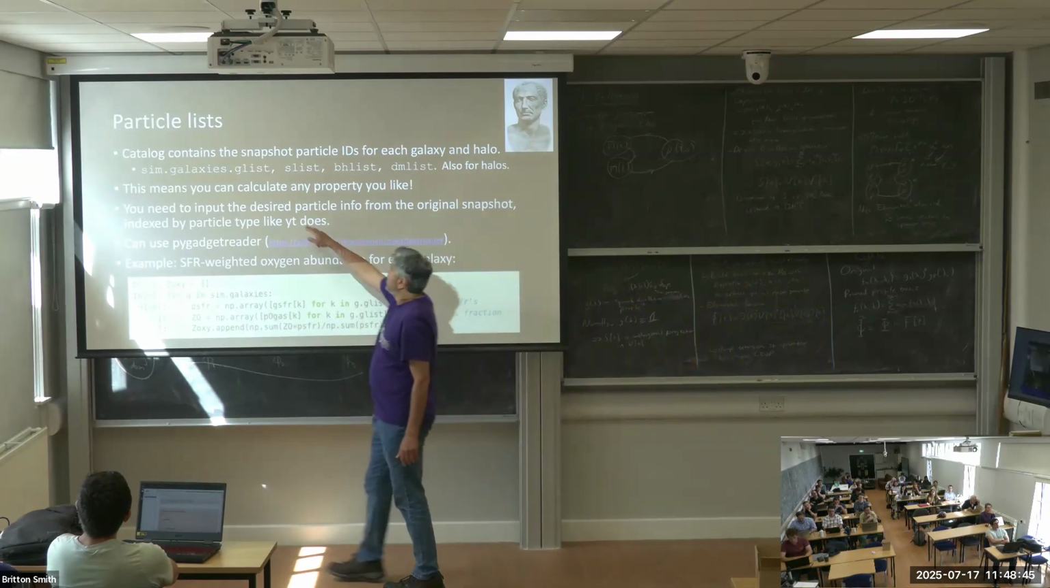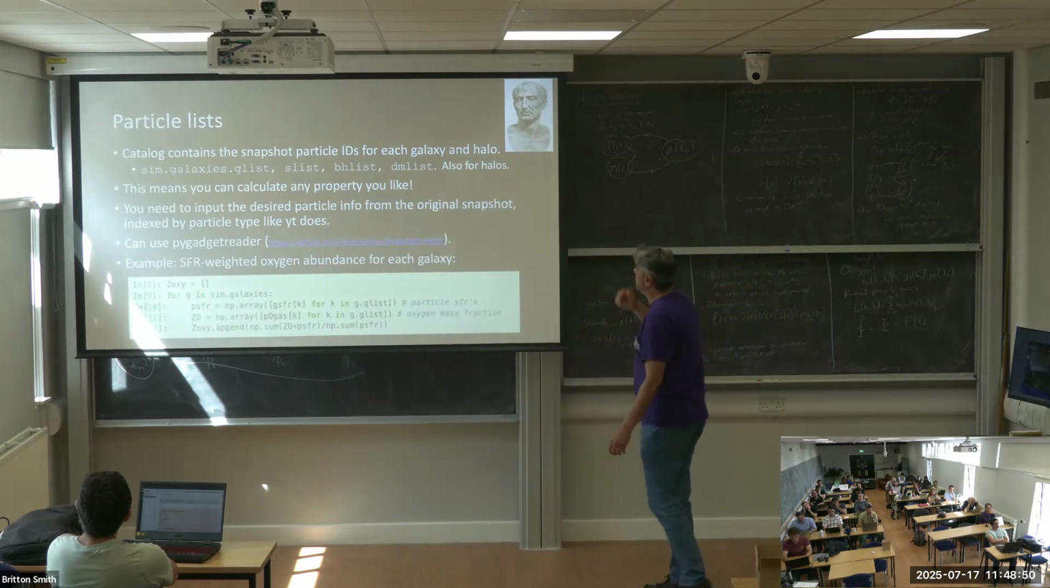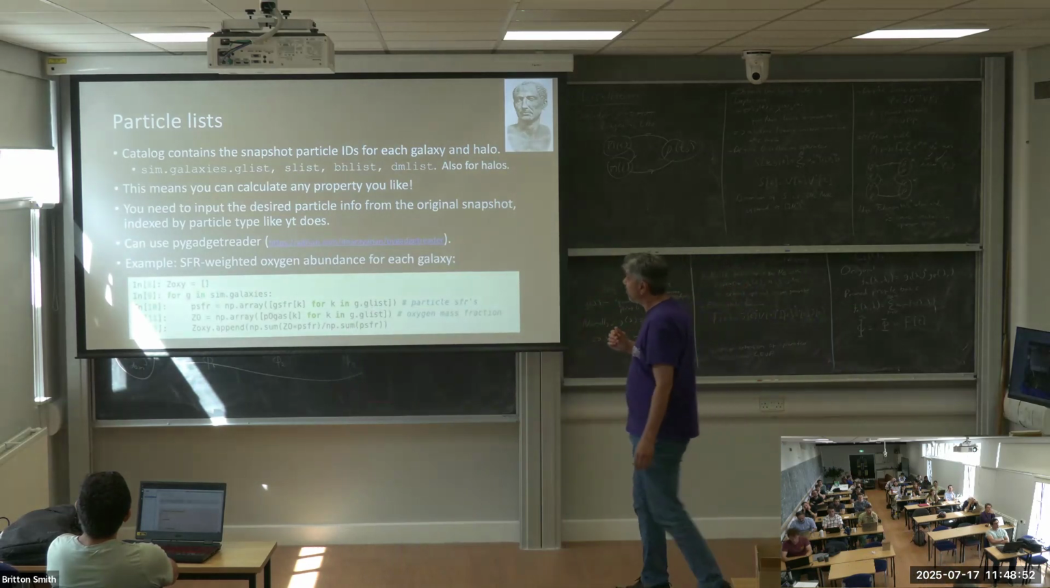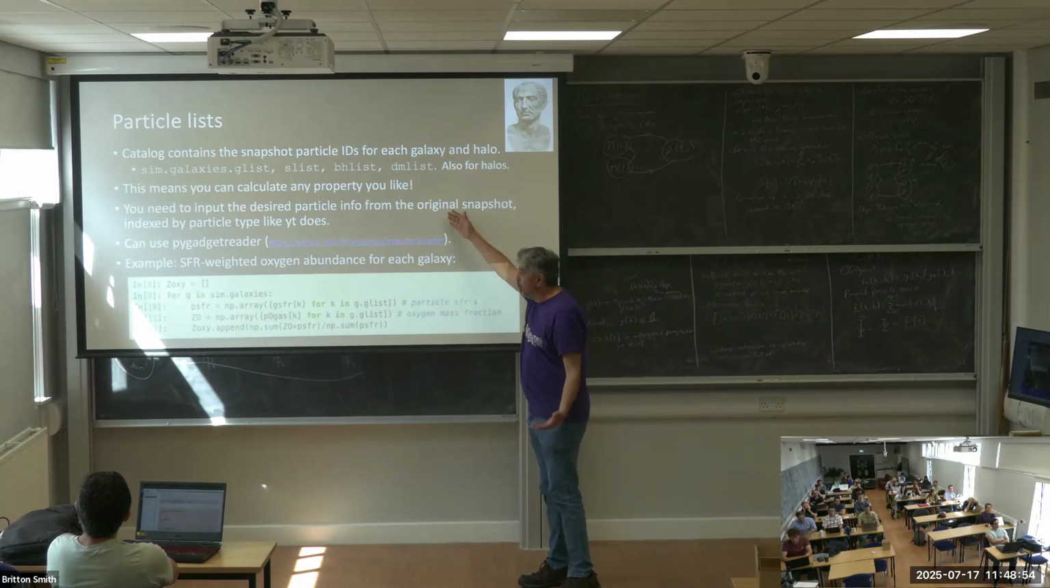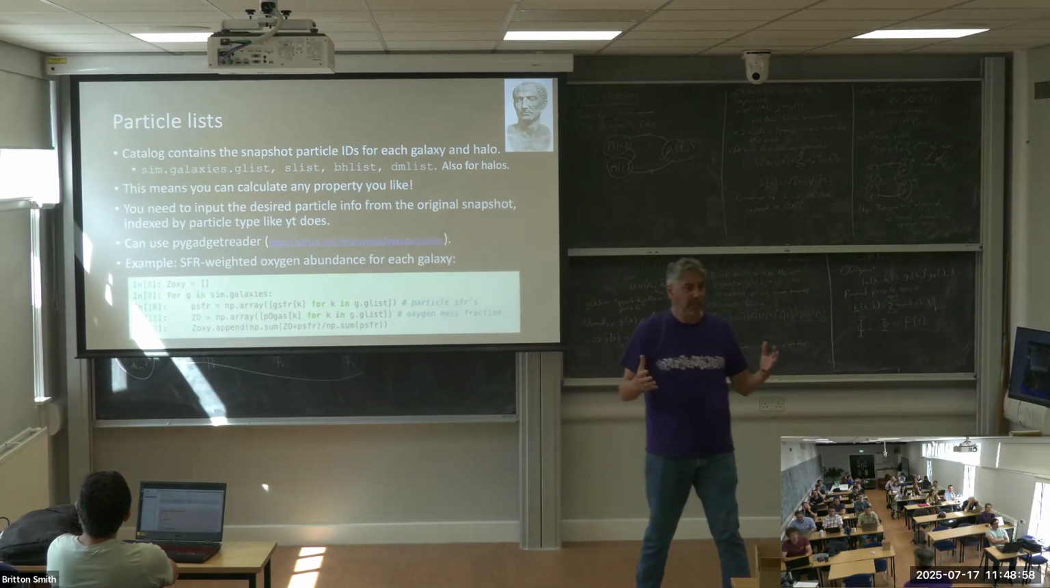These are in these things called glist, slist, black hole list, self-explanatory, dmlist. Same for halos. So you do need to do something to load in the raw particle information.